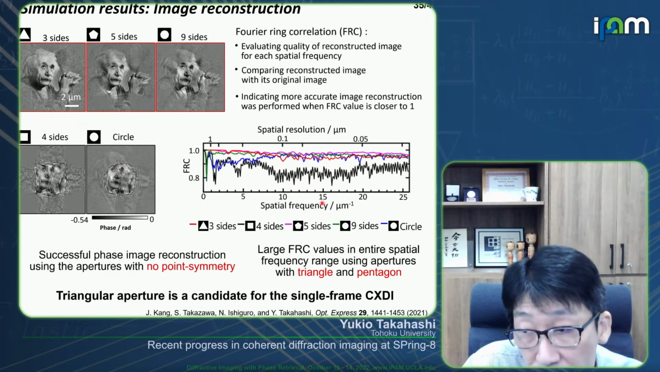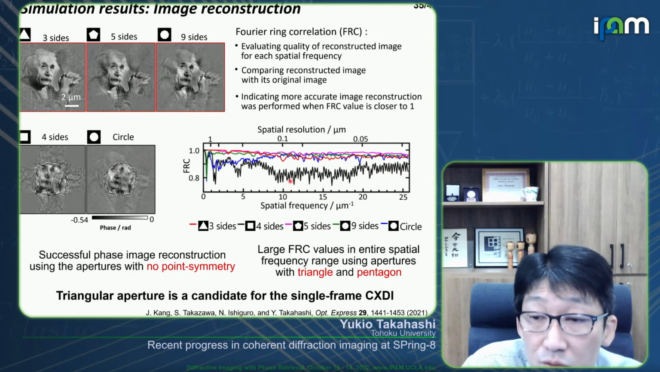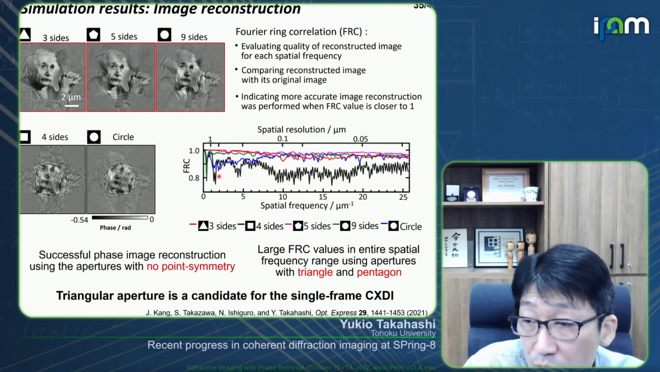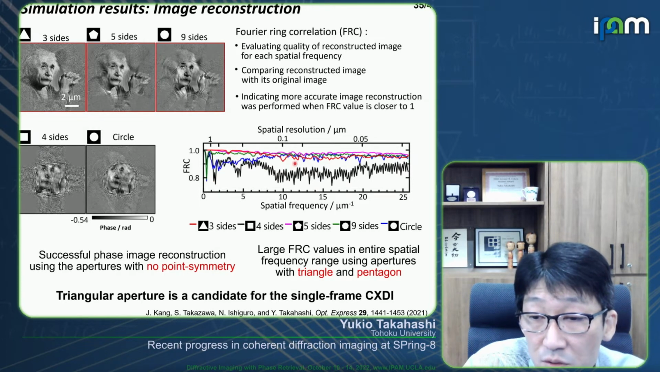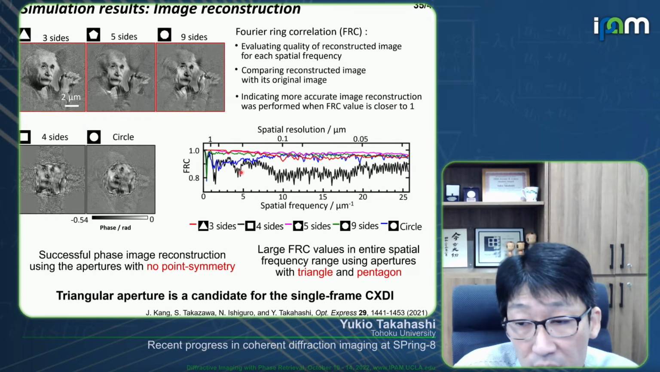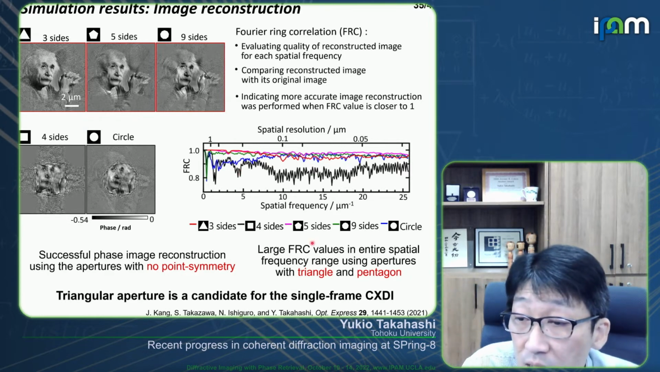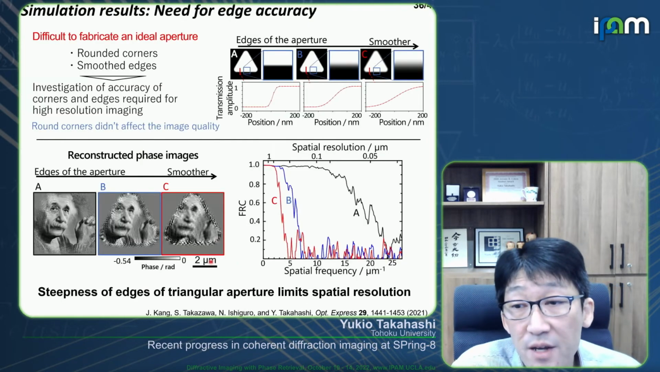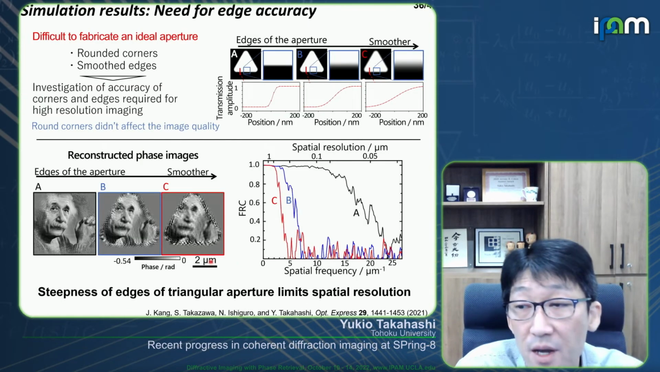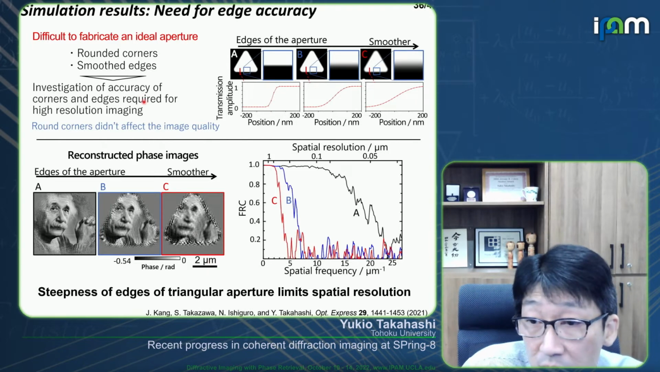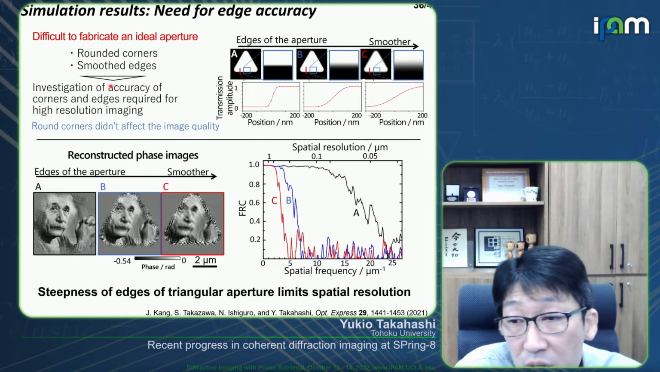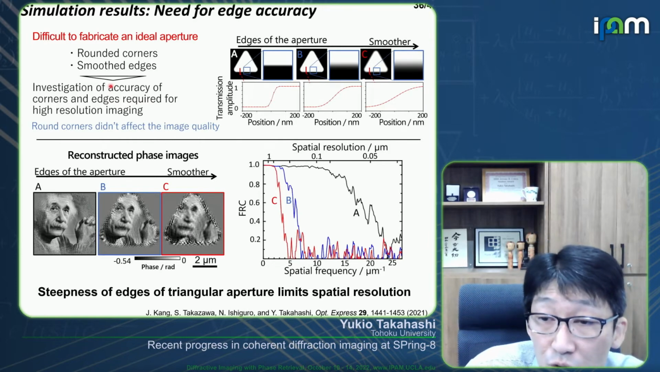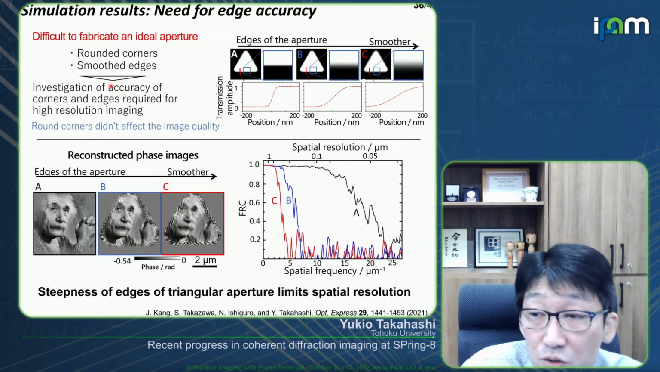The 9-side aperture has no point symmetry, but the FRC value is not close to 1 in the low frequency region. The 4-side aperture and circular aperture are not close to 1. Therefore, a triangle or pentagon aperture is a candidate for single frame CXDI. Technically, it is difficult to fabricate a triangular aperture with an ideal shape, so corners become rounded and edges become smooth. So we investigated the accuracy of corner and edge required for image reconstruction.